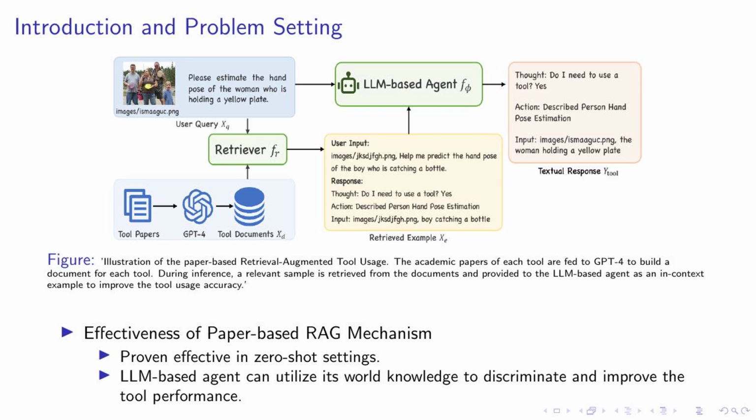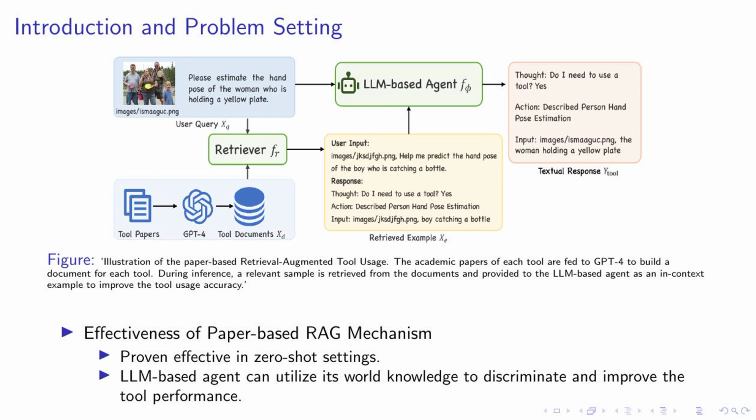Now, let's talk about the effectiveness of this mechanism. Our studies have shown that it's particularly effective in zero-shot settings. But that's not all. The LLM-based agent can also utilize its world knowledge to discriminate and improve the tool performance. This means that the agent can not only use the tools effectively, but also enhance their performance by applying its general understanding of the world.